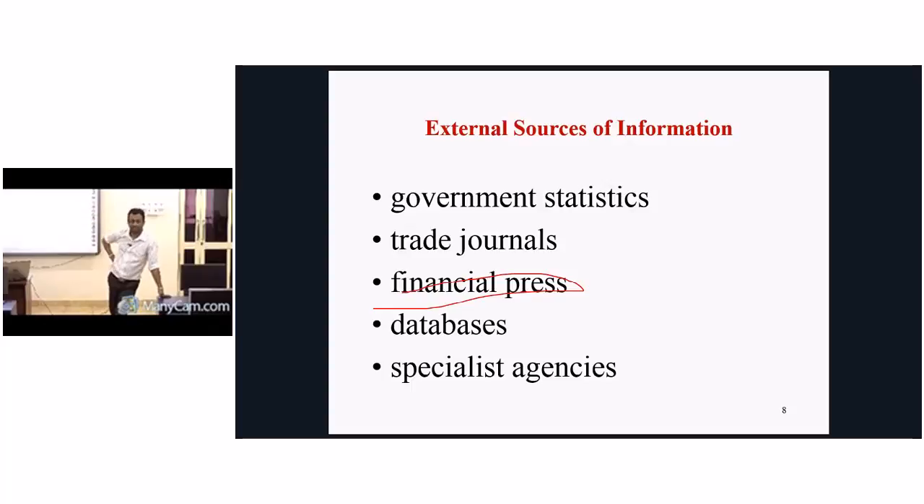What is the behavior of the gas market in our country? There are some newspaper articles.